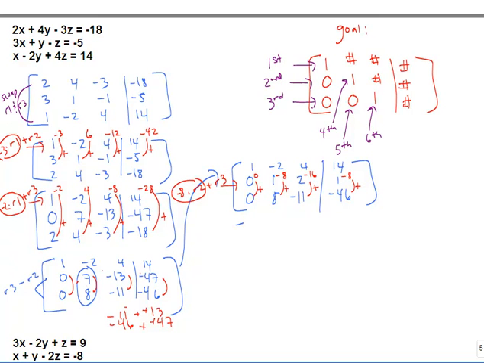So we're keeping row 1 the same. We're not changing that for the rest of the problem. We're going to keep row 2 the same because it has the 0 and the 1 that I want. And the answer is going to go in row 3.